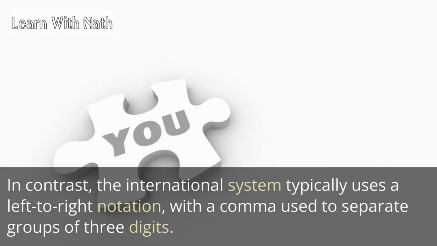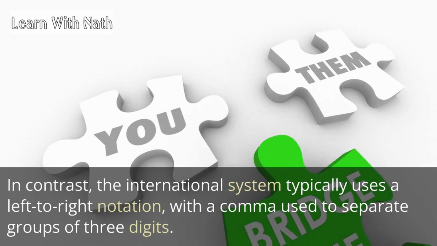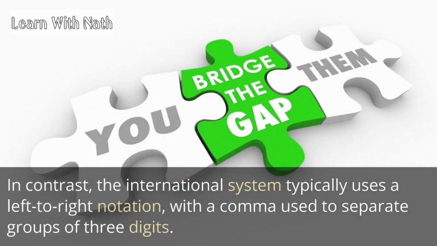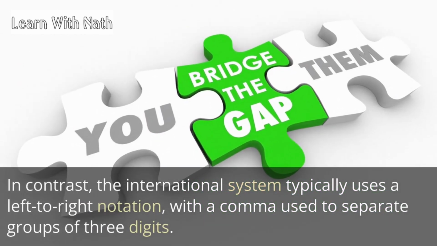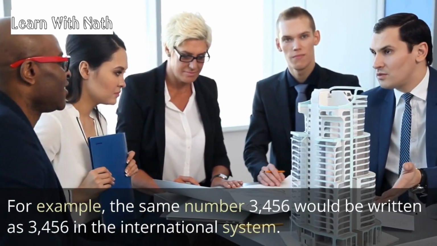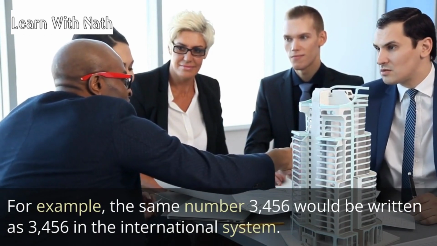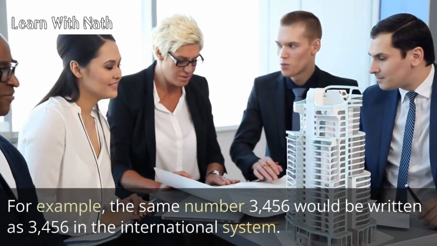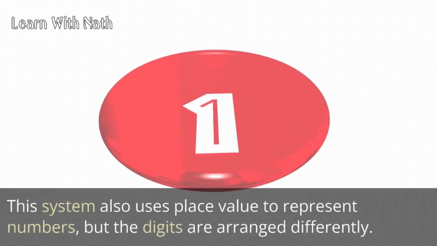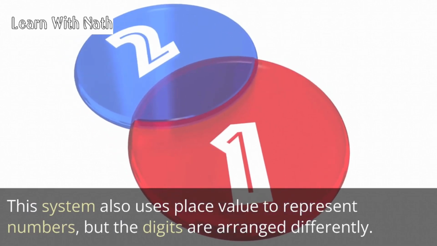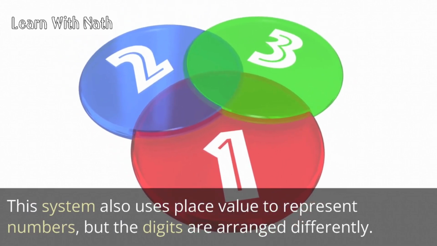In contrast, the international system typically uses a left-to-right notation, with a comma used to separate groups of 3 digits. For example, the same number 3456 would be written as 3,456 in the international system. This system also uses place value to represent numbers, but the digits are arranged differently.